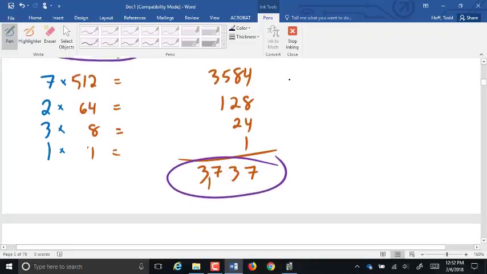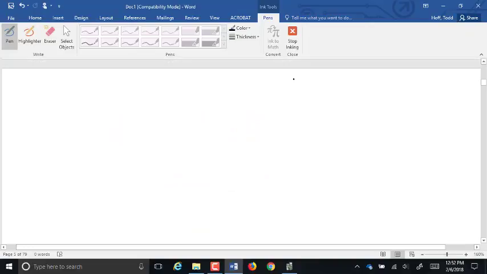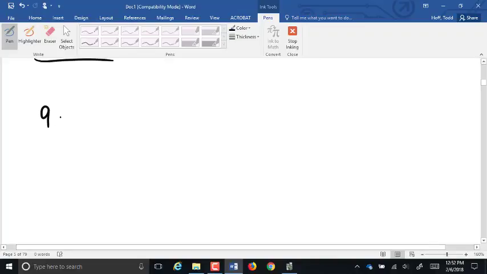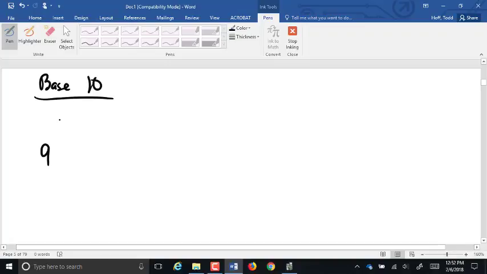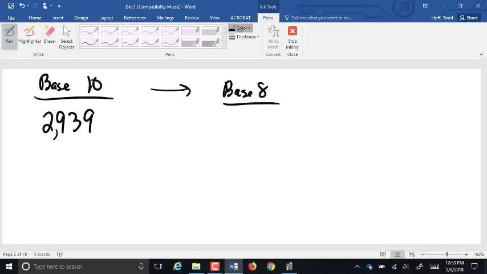Well, how about going the other way? What if I give you a base 10 number? Let's do 2939. And I want you to convert it into base 8, octal.